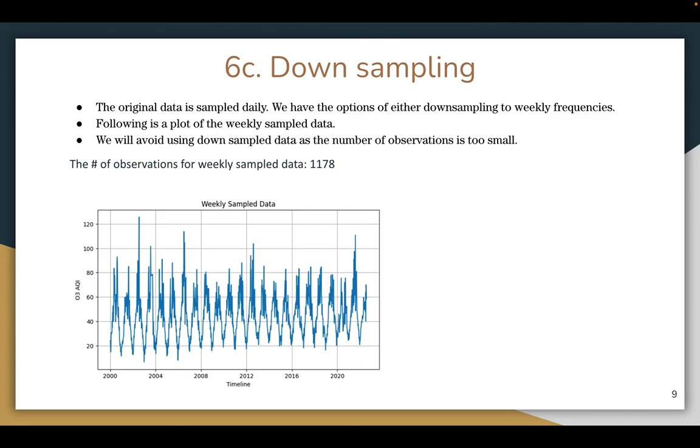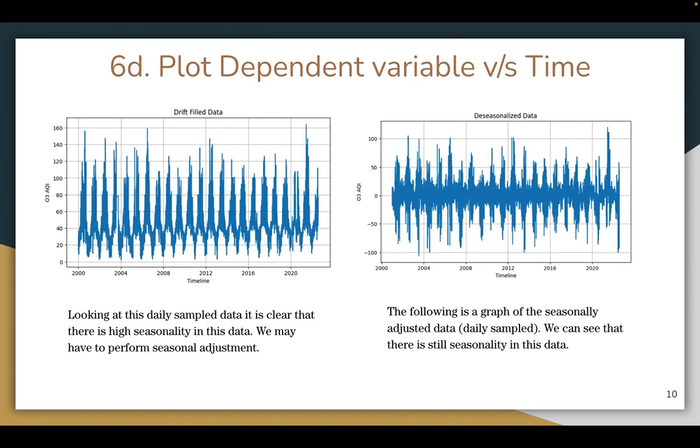Since our original data is sampled daily, we can do downsampling to weekly frequency, and here is a plot of weekly sample data versus timeline. Here we can see that the number of observations of the weekly sample data is getting low, so we are going to stick with the daily sample data.